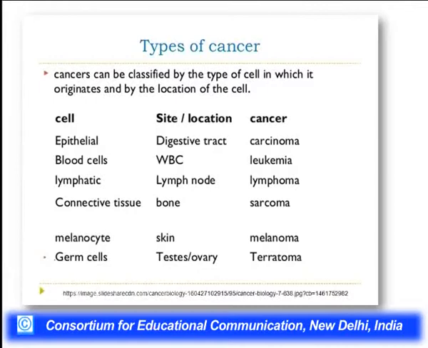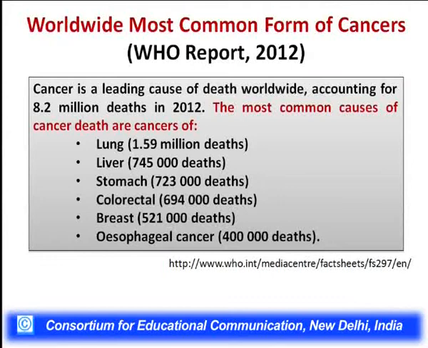Now, if we see the worldwide most common form of cancer which have been reported in the WHO report 2012, it is accounted that about 8.2 million deaths have occurred in 2012. The most common cause of cancer deaths are the cancer of lung, which contributes to about 1.59 million deaths, liver, which contributes to 7,45,000, stomach, which contributes to 7,23,000, colorectal, which contributes to 6,94,000, breast cancer, which contributes to 5,21,000, esophageal cancer, which contributes to 4 lakh cases. So we can see these are the majorly the six main types of the cancers which are spread out, of which the lung cancer is the most reported one across the globe.